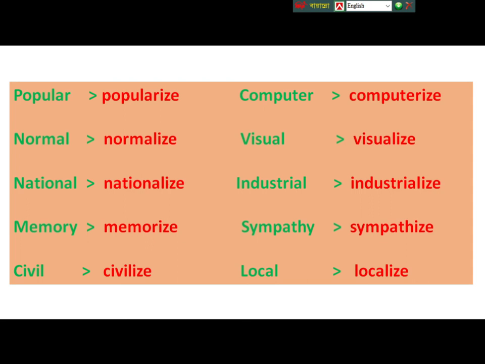Dear students, if you want to be proficient in suffix and prefix, you have to undergo hard work, hard practice. You have to practice by changing words from one part of speech to another part of speech. If you do so, you will be perfect, you will have expertise. So don't shrink from practice, keep on practicing, success will be yours.